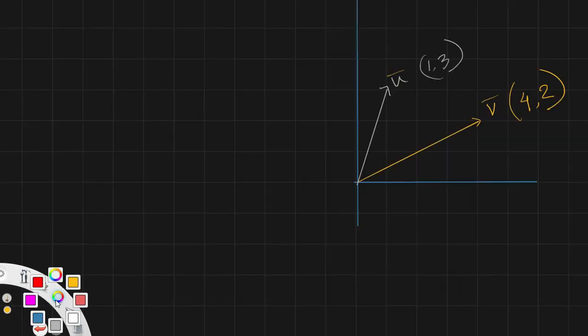Alright, so let's see an example. What we're trying to do here is project this vector u on top of this vector v. So we are trying to find the projection of u on v, right? And we know the formula for that is v transpose u divided by v transpose v, into the vector v itself. All right, so let's see, what is v transpose u? V is 4 2 and u is 1 3.